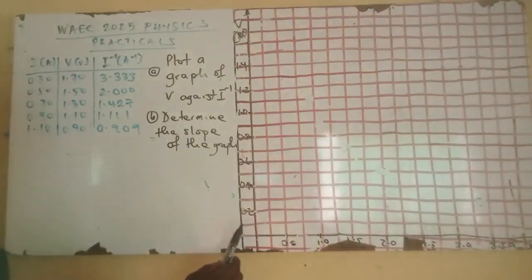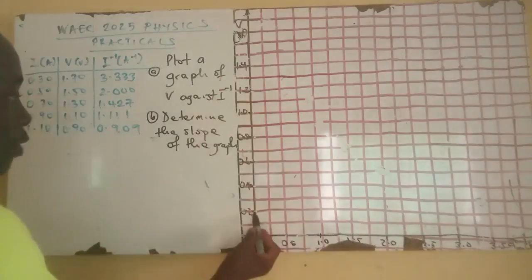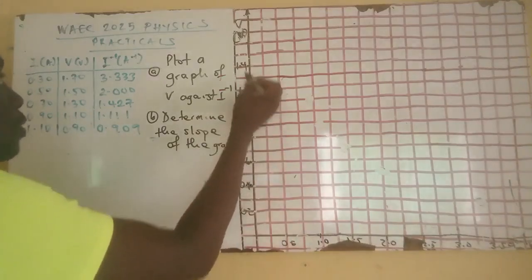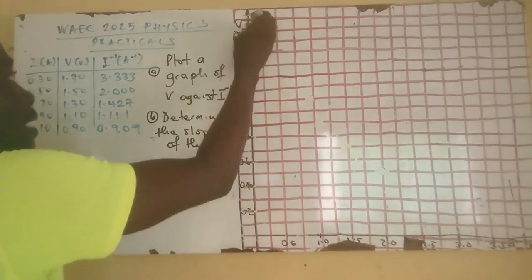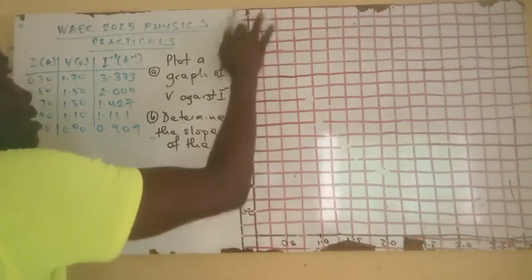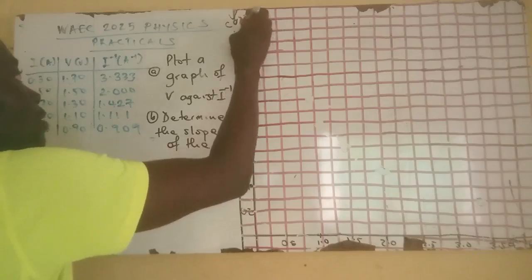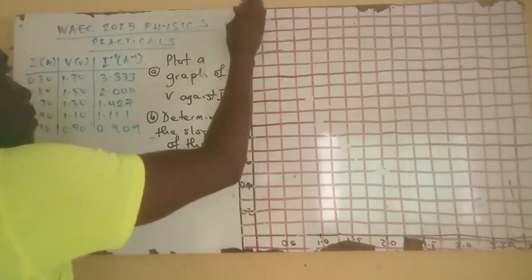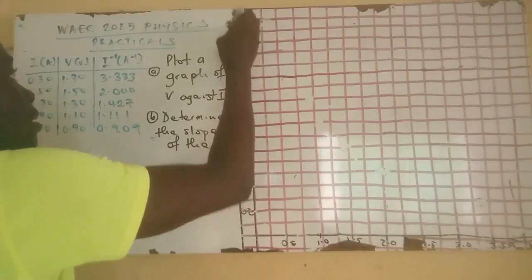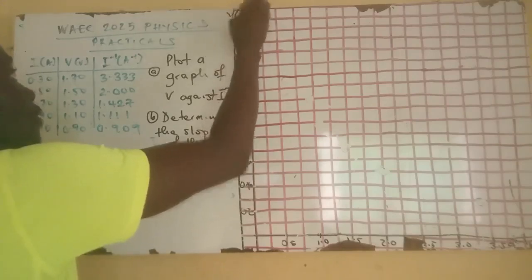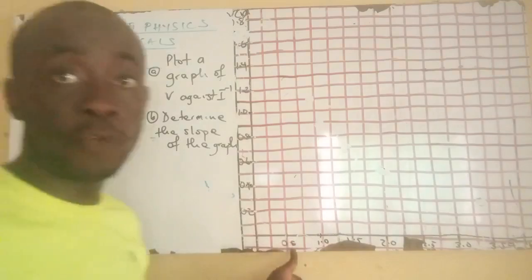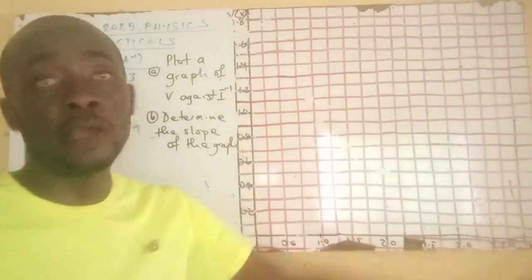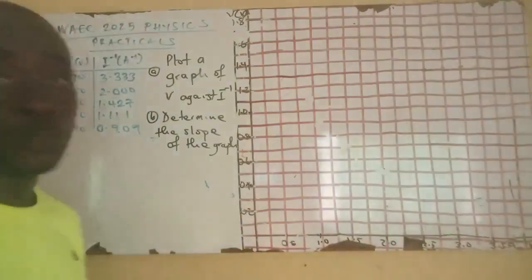Now what do we do next? We are going to make our scale 0.2, 0.4, 0.6, 0.8, 1.0, 1.2, 1.4, 1.6, then 1.8. Let's shift this one upward. This place will be 1.6, and this place will be 1.8. Now this one will be V. For this one, I think we are okay: 0.5, 1, 1.5, 2, 2.5, 3, 3.5, and so on like that. So we are okay with this.